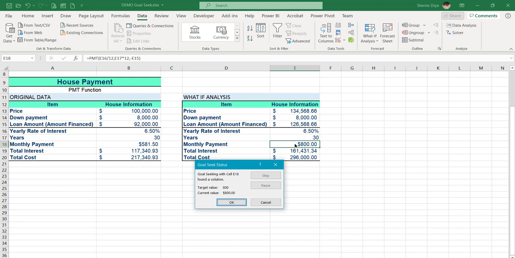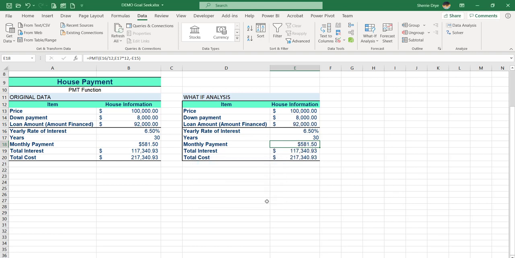So in this case, if I wanted an $800 payment at 6.5 interest, 30 years, I can afford $134,000 in the price of the house. Okay, and that's given the same down payment amount. So I can click OK here if I want to accept it or cancel. I'll click on cancel. I want to show you a couple of other things here.